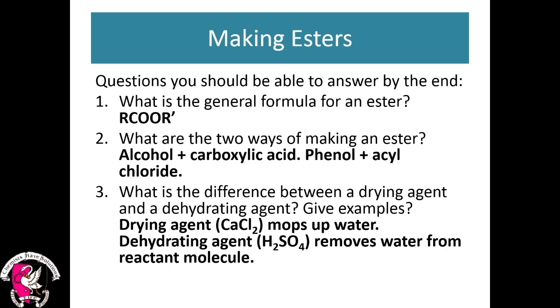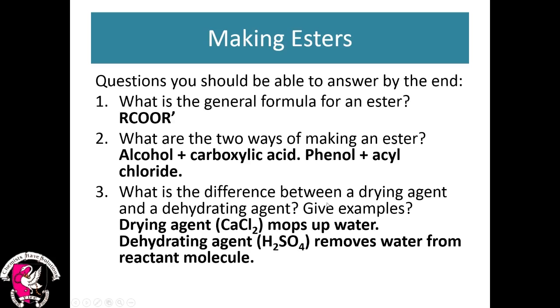So, general formula then, RCOOR dash, for an ester, because we've got our C double bonded to our oxygen, and then we've got this ether link between this carbon, this oxygen, and this R group. What are the two ways of making an ester? Well, you can either do it from an alcohol with a carboxylic acid, and you'd need an acid catalyst, such as concentrated sulfuric acid under reflux, or phenol and acyl chloride. Basically that can be done at room temperature, but it needs to be done in the absence of water, for the second one.